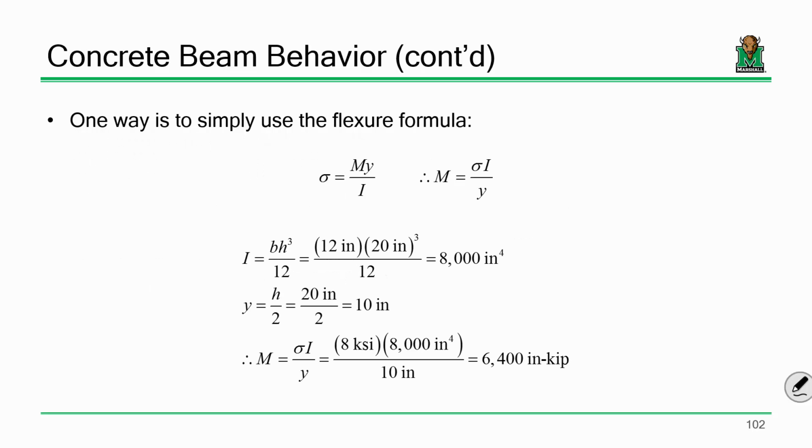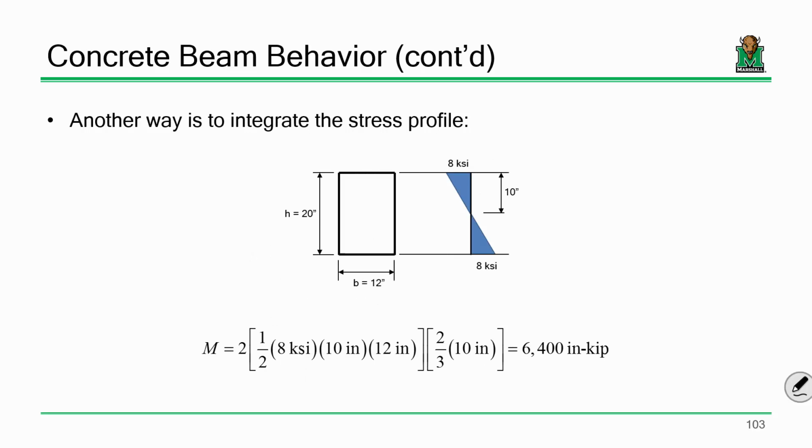One way of doing this problem is to just use the flexure formula and solve for moment, right? Sigma equals My over I, so solve for the moment, right? We know our target stress is 8 KSI. We can calculate the moment of inertia, 8,000 inches to the 4th. We know the centroidal distance, or we can calculate. You all are familiar with that approach, am I correct? Okay. Now here's a different way of looking at it.